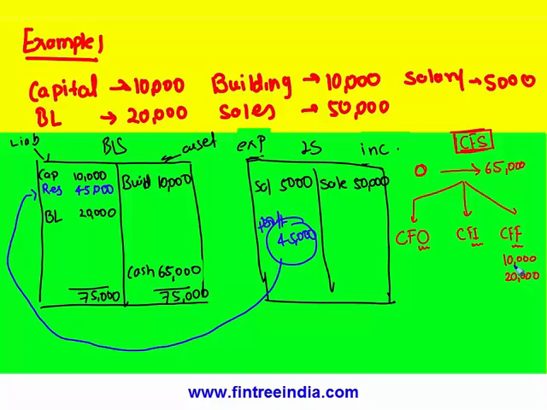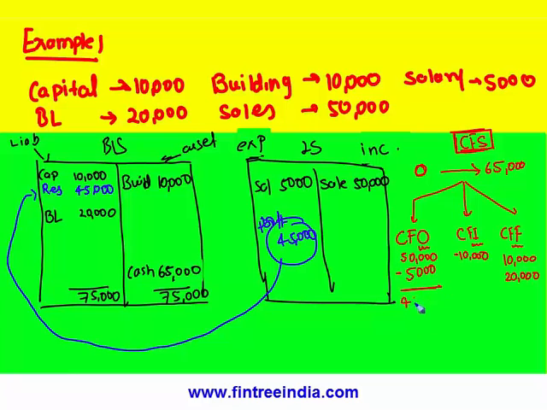Building 10,000, it is a part of investing activity, CFI. But is it an inflow or outflow? It's an outflow. So we will say minus 10,000 here. Sales 50,000, it is a part of operations. So plus 50,000 in CFO. And salary, again a part of operations. So minus 5,000 here. Let's take a total of all the components.